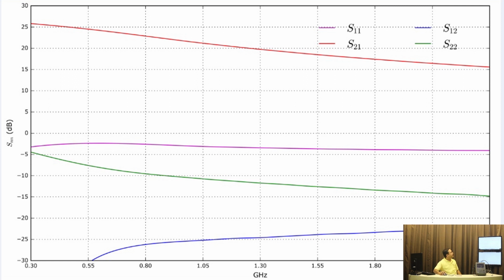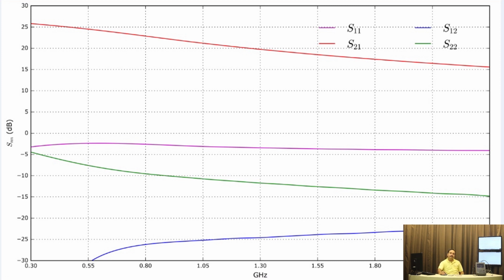So what you could see on the screen now is basically S21 of the transistor, that is the gain given by the transistor, and you could see it is about 25 dB or 20 dB within the frequency range of interest. The S22, which is the green line, shows the transistor is moderately matched, with S22 below minus 10 dB all the way from 800 megahertz and above.